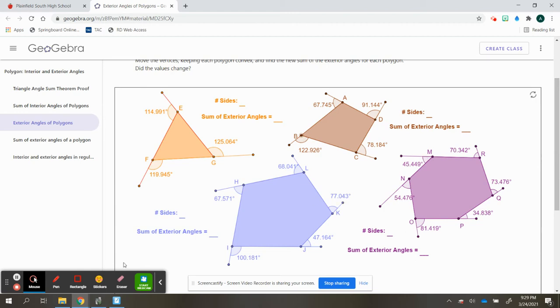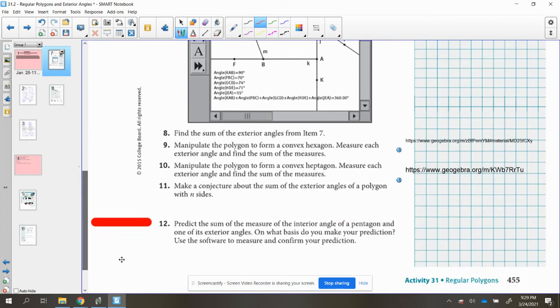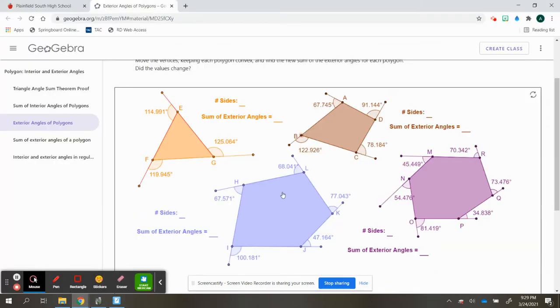But what you should be noticing here is that each time these angles are adding up to be 360 degrees. So if we add these up, we're getting 360 for the triangle, the quadrilateral, the pentagon, the hexagon, adding up all these angles, no matter how we change the shape, as long as it's staying convex, these are always going to add up to be 360 degrees, okay?